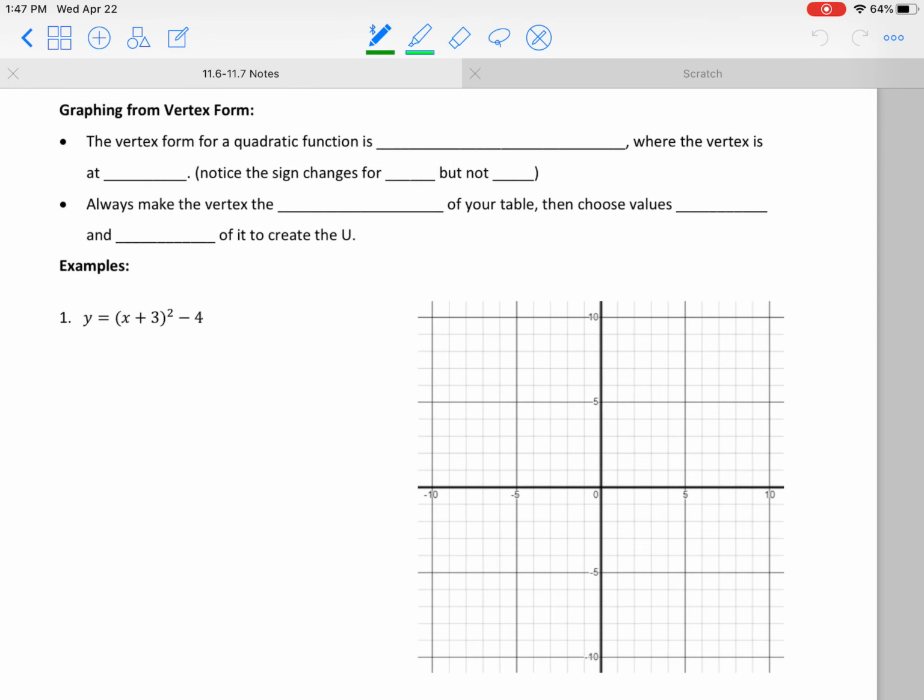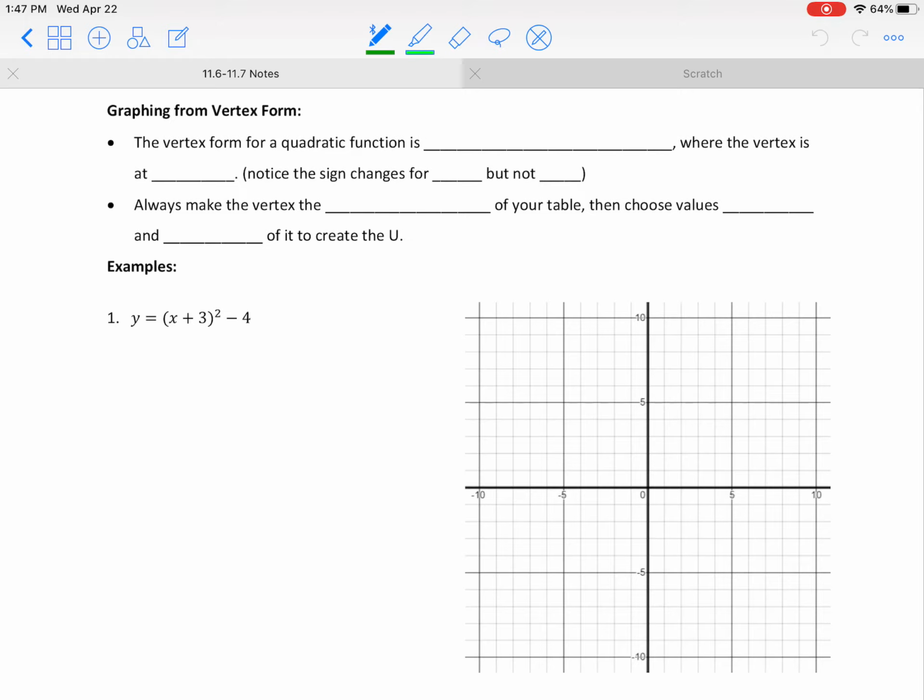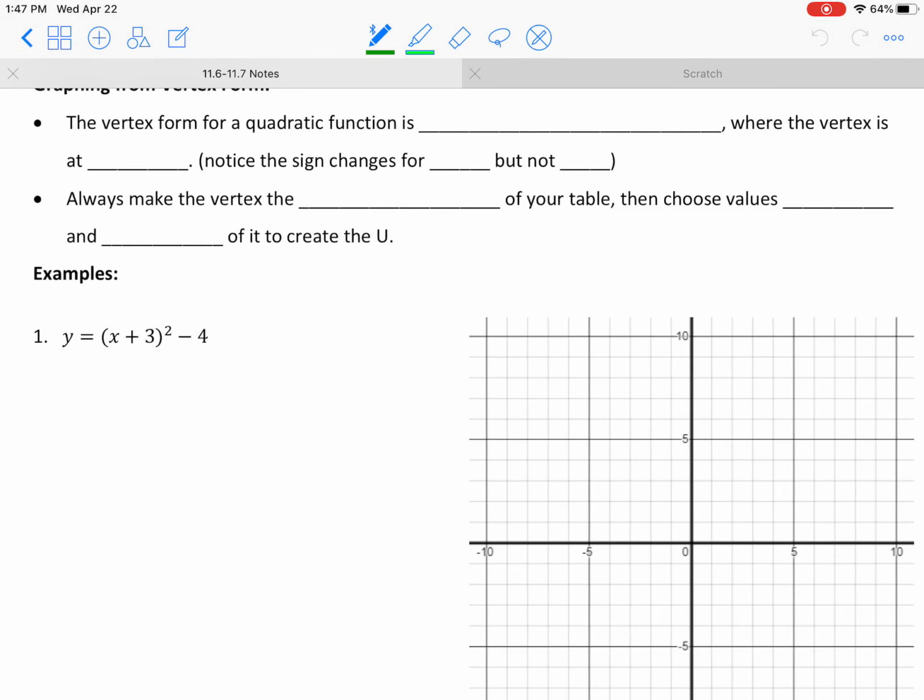So there's a couple of ways we can ensure the vertex goes in the center, and it depends on the form of the quadratic function that we're given. So that's where we're going to head next. We're going to look at what we call vertex form first. The vertex form of a quadratic function is really nice because it shows us where the vertex is. So in vertex form, you're going to see a function that looks like this: y equals a times (x minus h) squared plus k.